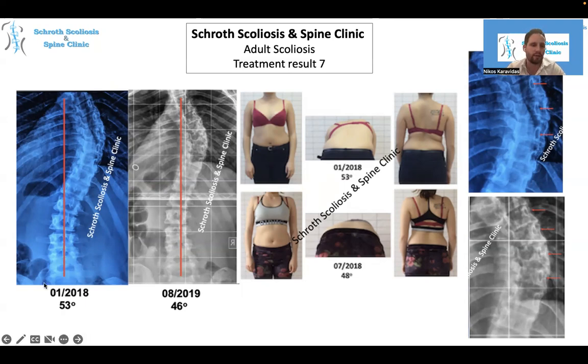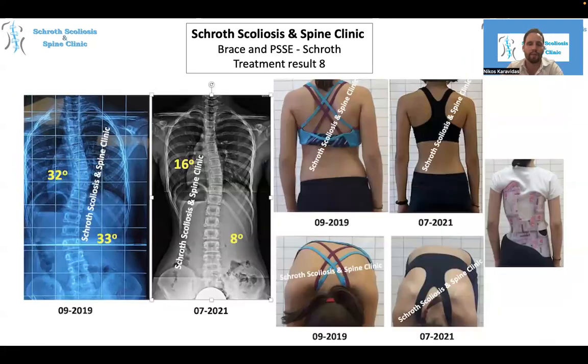And what you can see here is that from 53 degrees, we went down to 46 degrees, and also a very nice improvement in the clinical balance of the patient. And again, take a look at the vertebral rotation on the X-ray. You can see the pedicles here before treatment, and you can see the pedicles after treatment. So we got a very nice correction in the vertebral rotation as well.